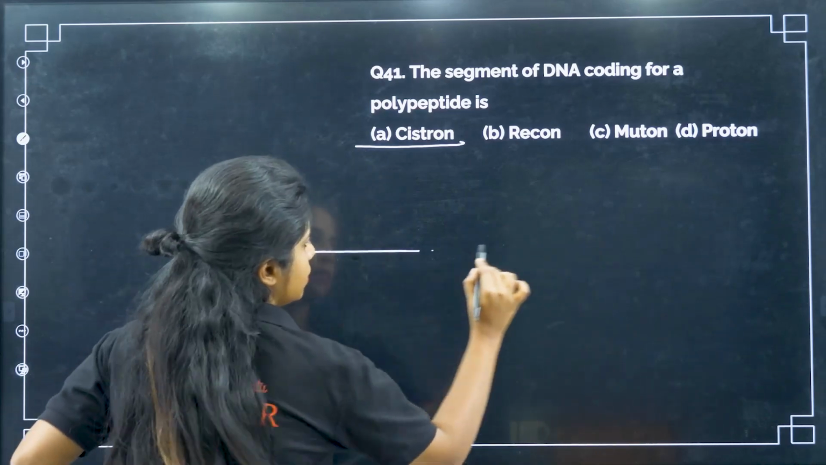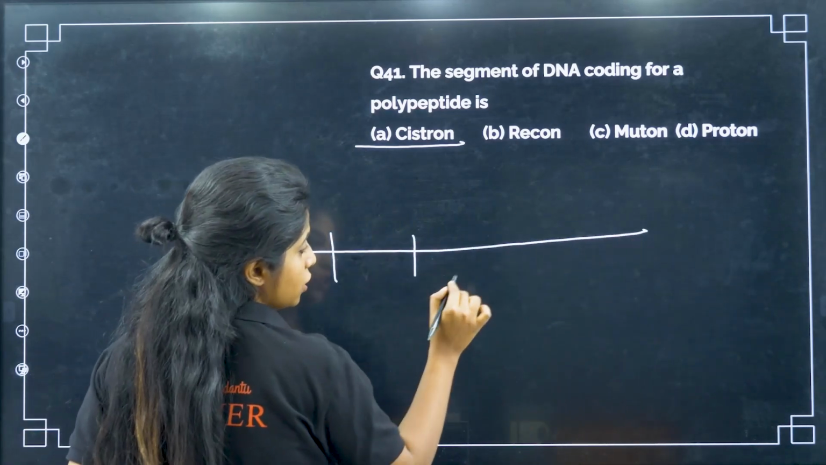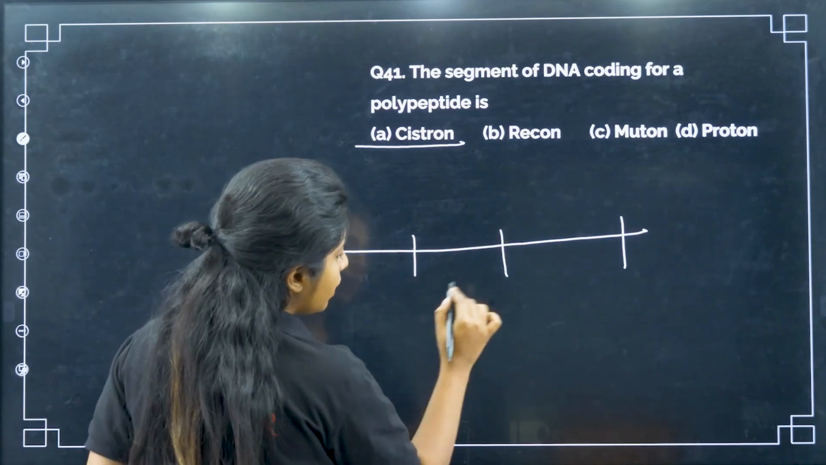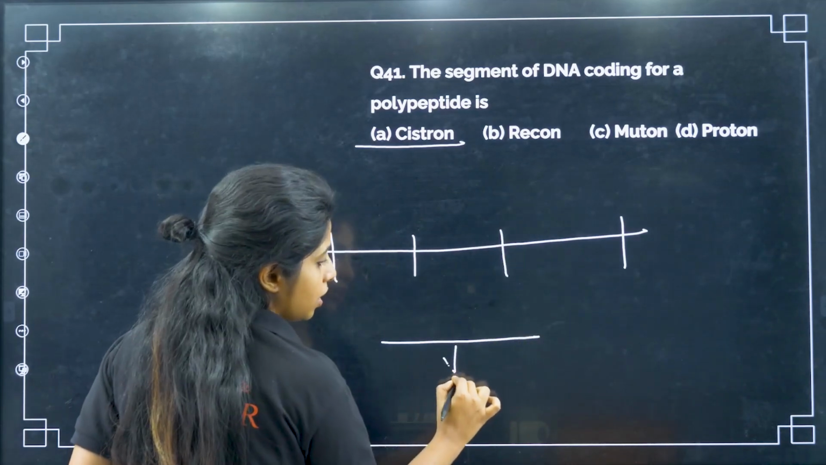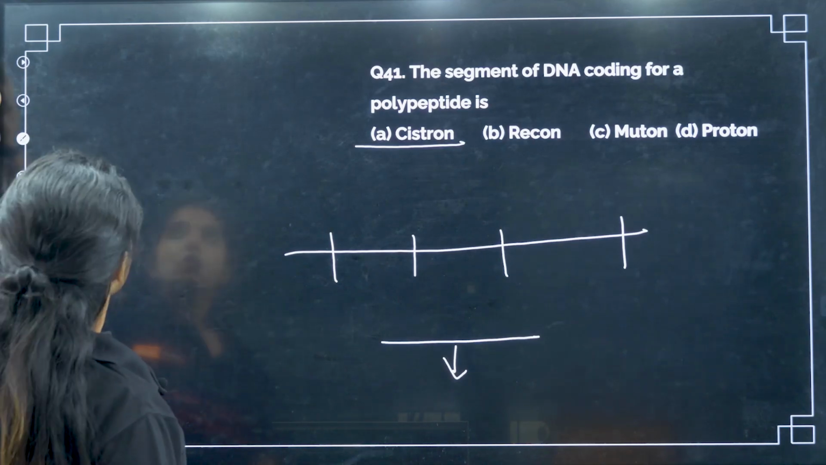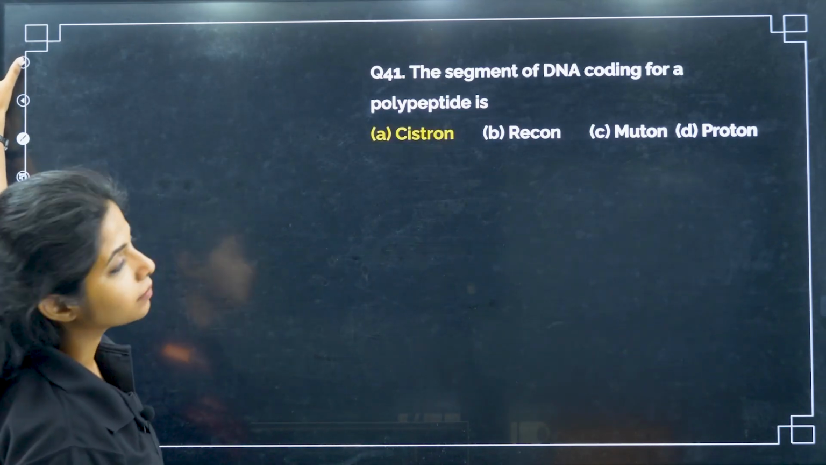That means there's a structural gene unit over here. There's one gene, another gene, third gene, and things like that. This is known as polycistronic. Otherwise, in a structural gene, there is only one structural gene that codes for one particular protein. This is known as monocistronic. So the segment of DNA coding for a polypeptide is cistron.